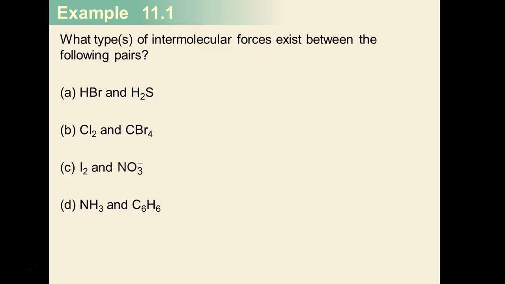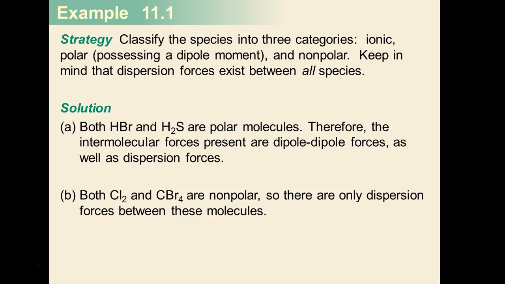So let's just go ahead and identify the types of intermolecular forces that could exist between these pairs. In A, HBr and H2S; in B, Cl2 and CBr4; C, I2 and NO3 minus; and D, NH3 and C6H6. So right away, I'm going to see that hydrobromic acid and hydrosulfuric acid are both polar molecules. So the intermolecular forces present between these two are going to be dipole-dipole forces and dispersion forces. Because they're both dipoles, they can interact with each other. But there'll also be dispersion forces because electron clouds are moving around and interacting with each other.